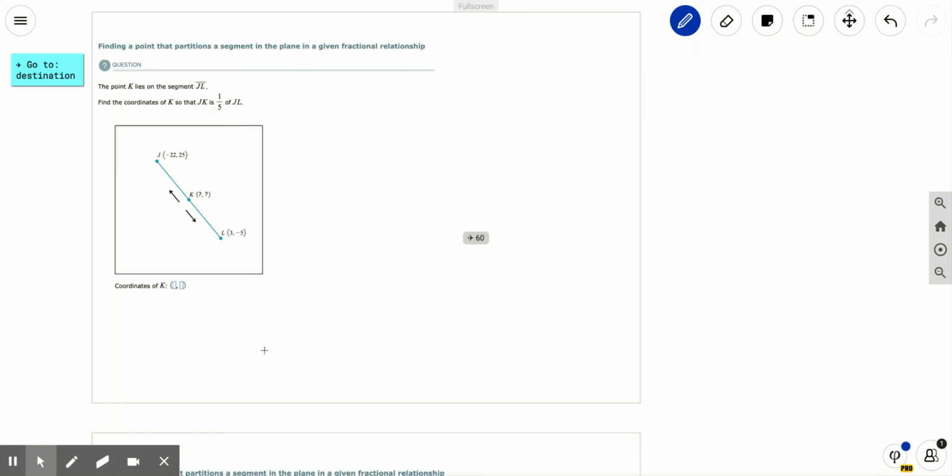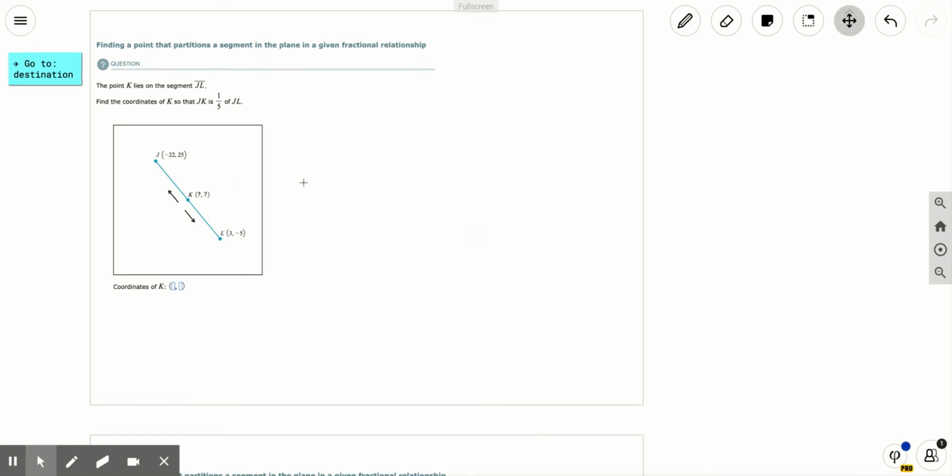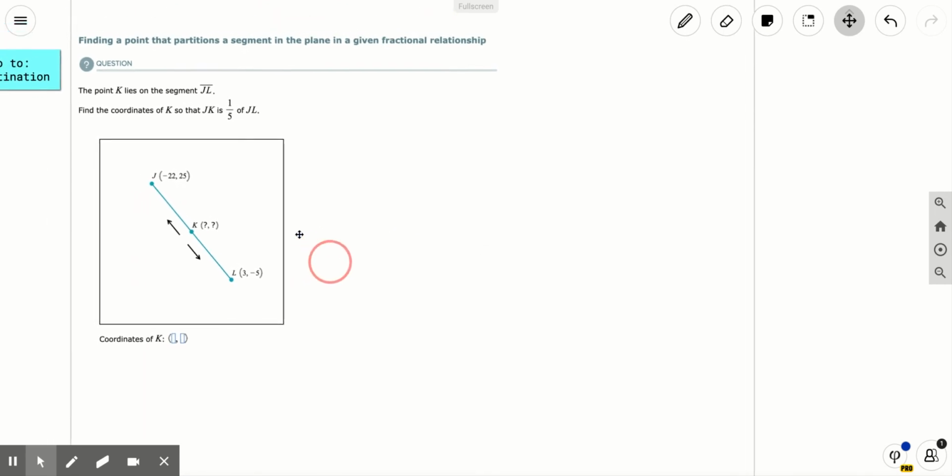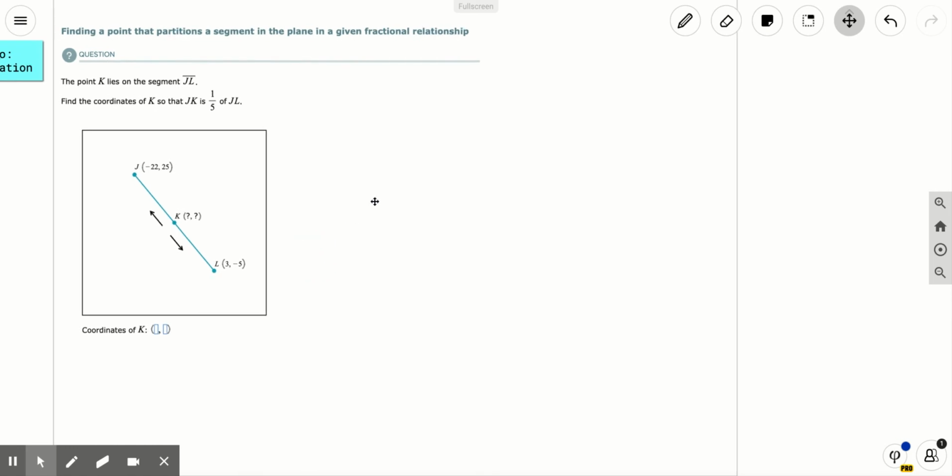All right, next. Okay, now this one is definitely one that kids had trouble with. It is finding a point that partitions a segment in a given fractional relationship. So a little trickier. It says point K lies on JL. Okay, so there it is.